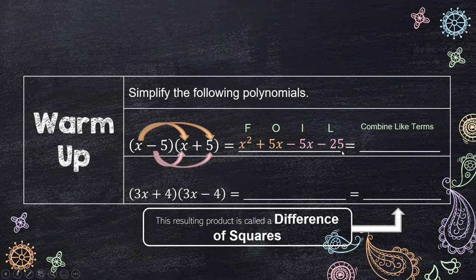After we distribute or FOIL, we combine like terms. The plus 5x and minus 5x combine to give us 0x, so that leaves us with x squared minus 25.